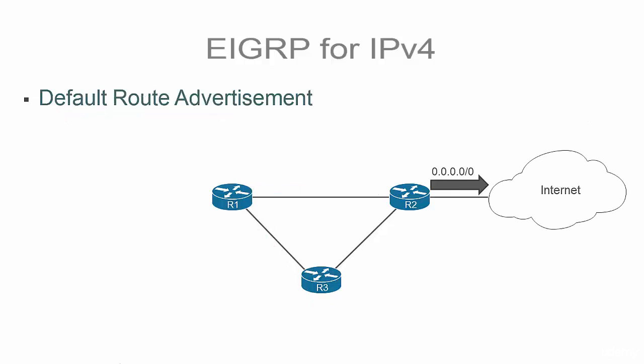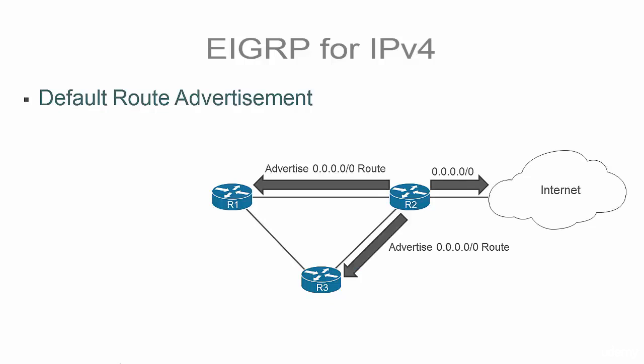EIGRP has the ability to advertise default routes to the rest of the network. The most common way to configure this would be to have a static default route on a router and then just redistribute it under your EIGRP autonomous system configuration.